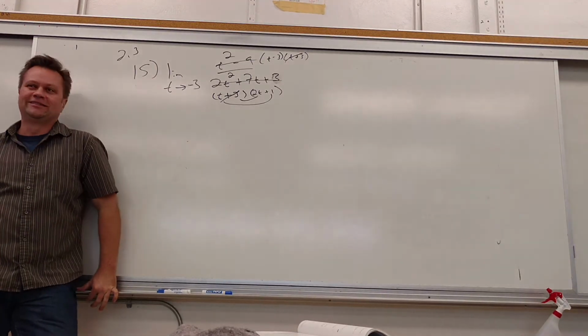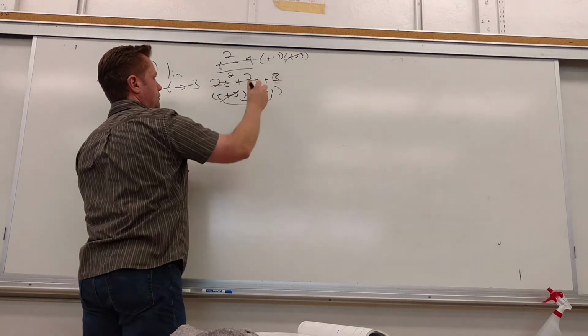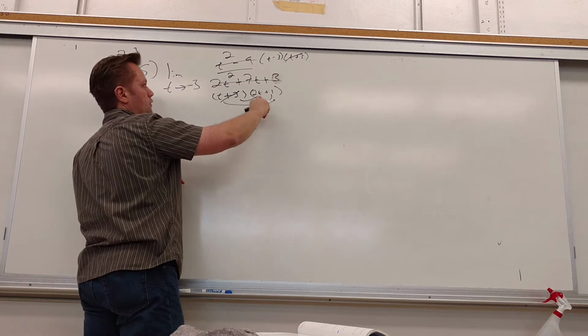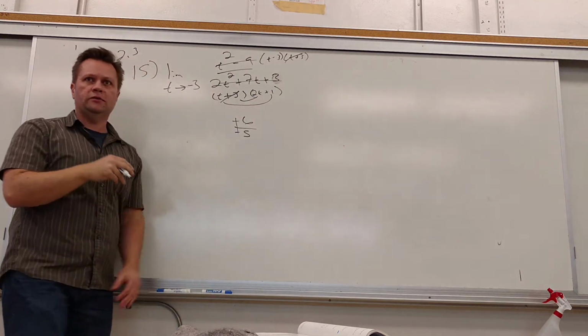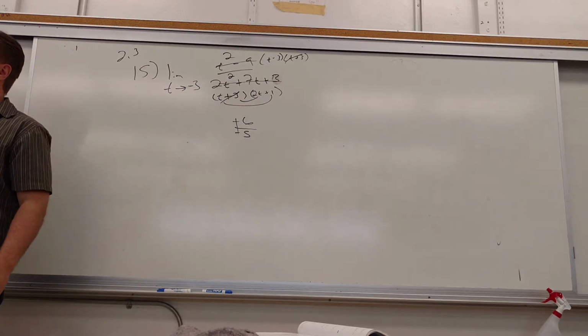So the answer is 0? I don't know. Oh, -3 minus 3? -6. -6 over -6 plus 1. -5. So it looks like 6/5 maybe. How did you do that again? The last step? You just do that, yeah.